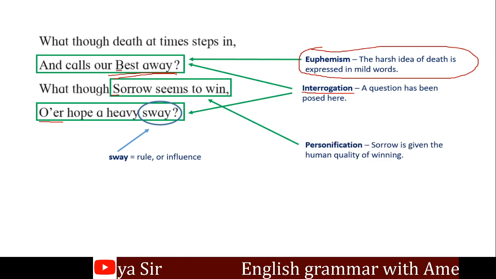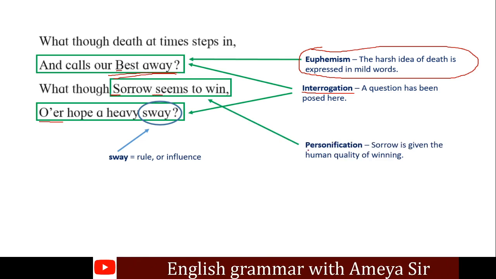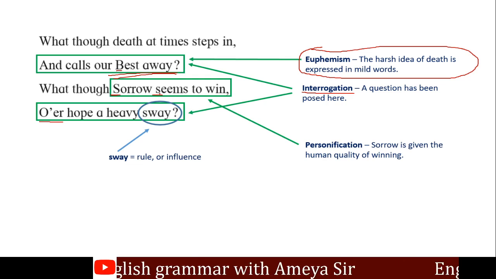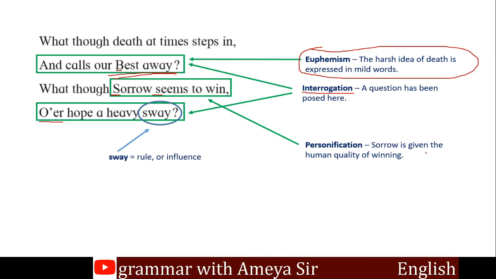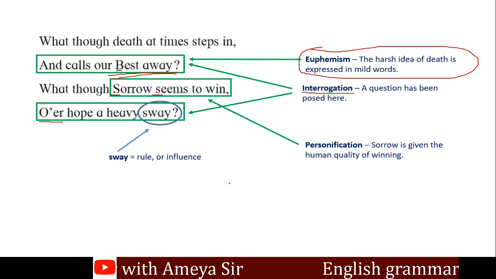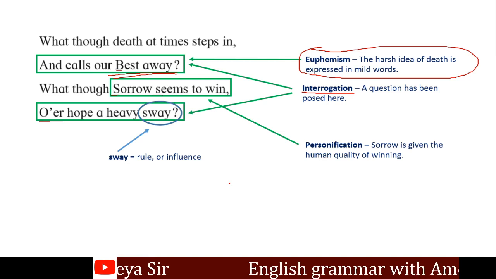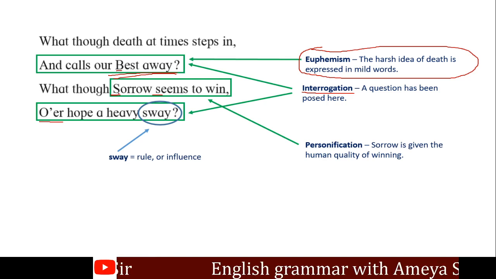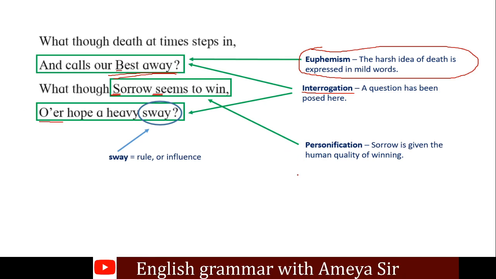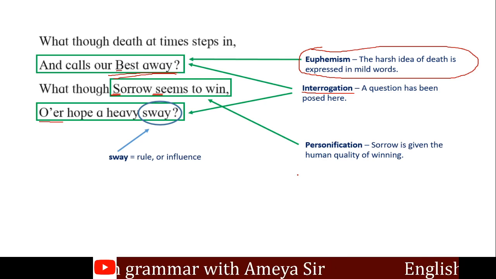Is there anything else here? Yes. Sorrow seems to win. You can see that the sound S is repeated for a better poetic effect. And also, this is personification. Sorrow is given the human quality of winning. Guys, sorrow is not a living entity. But also, please make a note of this as alliteration, guys. Sorrow and seems. Please make a note of that as well.